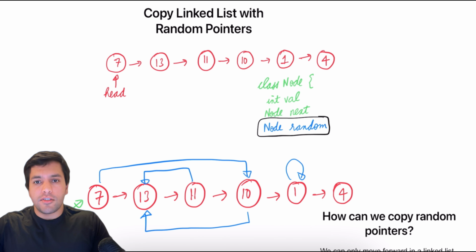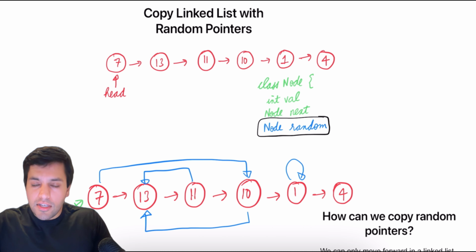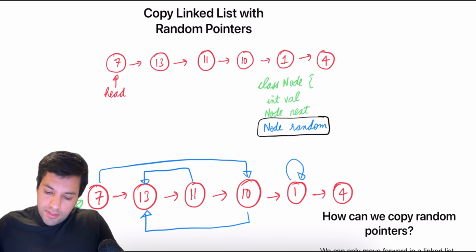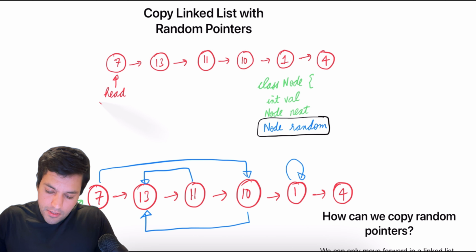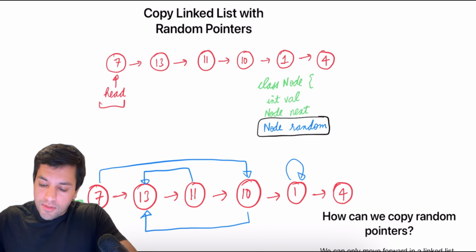Today we'll be solving the question of copying a linked list with random pointers. So let's have a look at the problem. We are given this singly linked list starting at node 7. Here the head is at node 7 and it goes all the way till node 4.